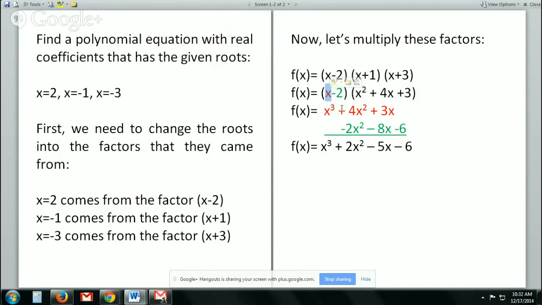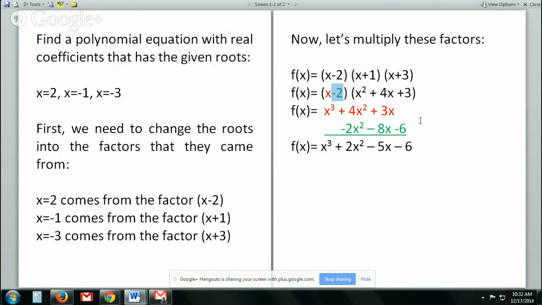X times x squared made x cubed. X times 4x made 4x squared. X times 3 made 3x. Now let's come through and do -2 times everybody. -2 times x squared is -2x squared. -2 times 4x made -8x. And -2 times 3 made -6.